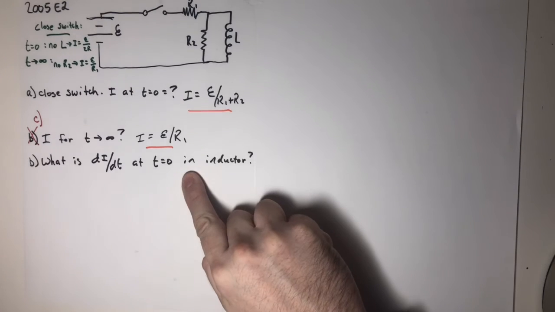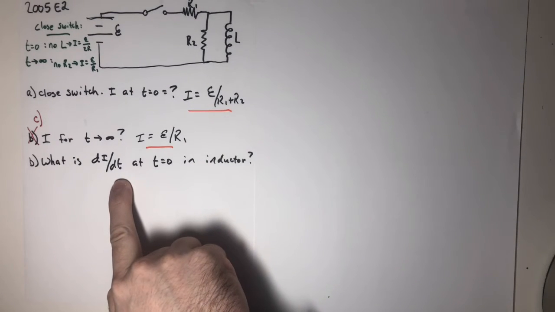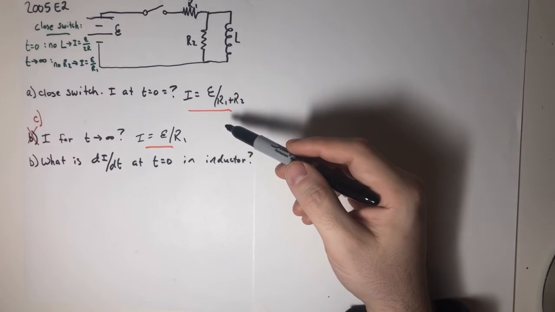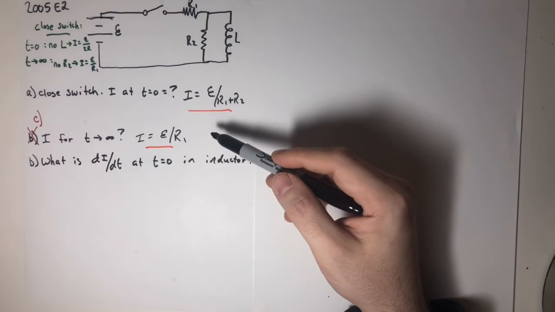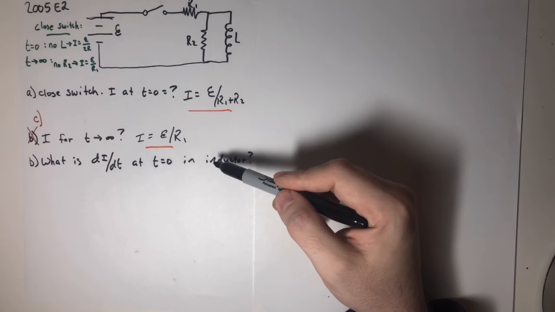So I'm going to take a step back and do part B, which is where it asks, what is the rate of change of current in the inductor at time t equals 0? What's kind of interesting about the way that I solved this was that initially I got a value that looked kind of different from what the problem solution gave from College Board, and I realized I had to do a little bit of algebra to show that they were the same.